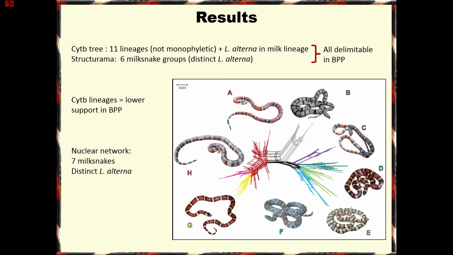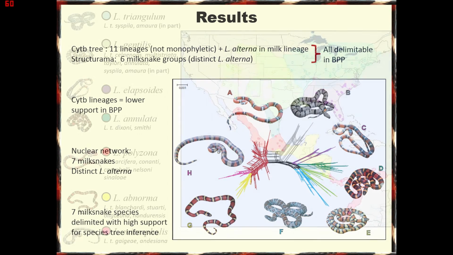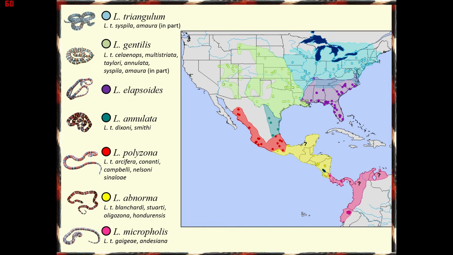We made this nuclear network. Again, I threw alterna in there to see if there was any potential gene flow going on, and we got 7 milk snakes plus a distinct Lampropeltis alterna. And ultimately, we've delimited 7 milk snake species with high support that we use in our species tree inference. So if we take a look just very quickly at how these fall out across the US, what their names are as a species, and what subspecies would be synonymized with each, we have eastern milk snakes, triangulum, in the eastern US.